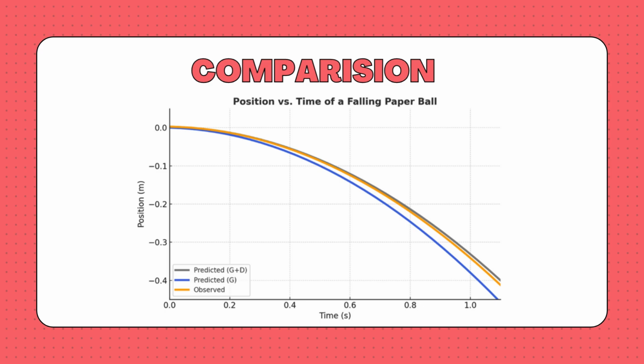So to compare all three graphs, it is quite clear that the predicted model, including gravity and drag, is quite similar to the observed motion because in the real world, air resistance is a very real force acting upon the ball, while the model with only gravity is slightly below what is supposed to happen because it does not consider air resistance at all.